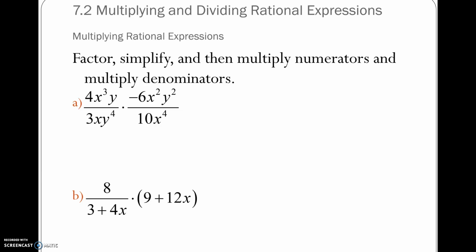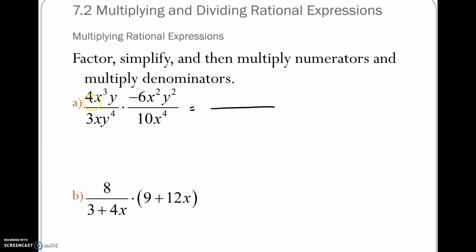There's two types of problems you're going to see. One type I like to call the monomial type. Notice there's no addition or subtraction in part A. It's just a monomial over a monomial times a monomial over a monomial. There's no addition or subtraction, nothing crazy. This type you're not going to factor. Instead, you're going to combine all of the top, combine all of the bottom, and then we'll work on simplifying.